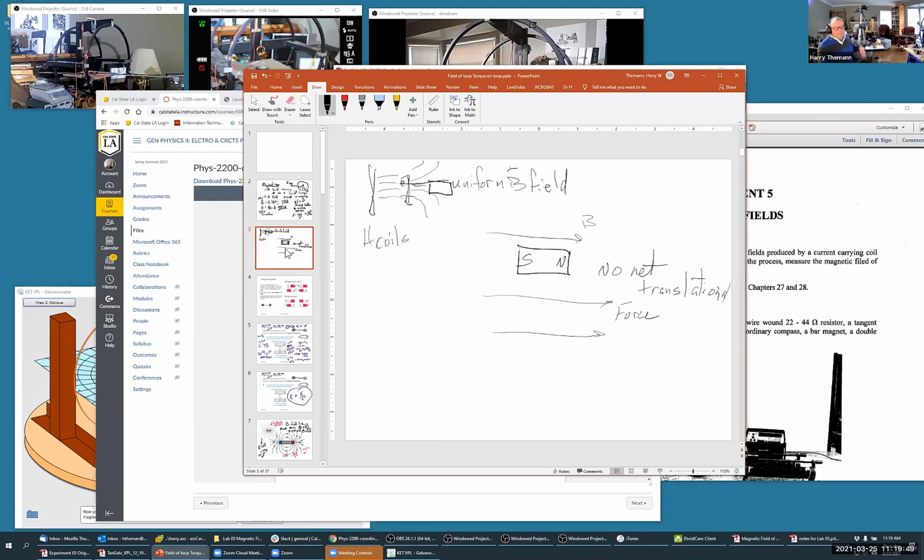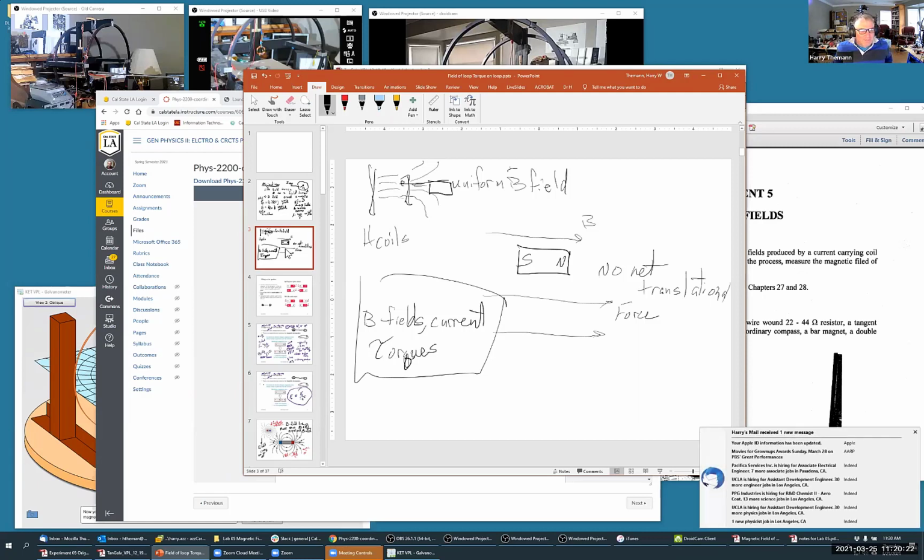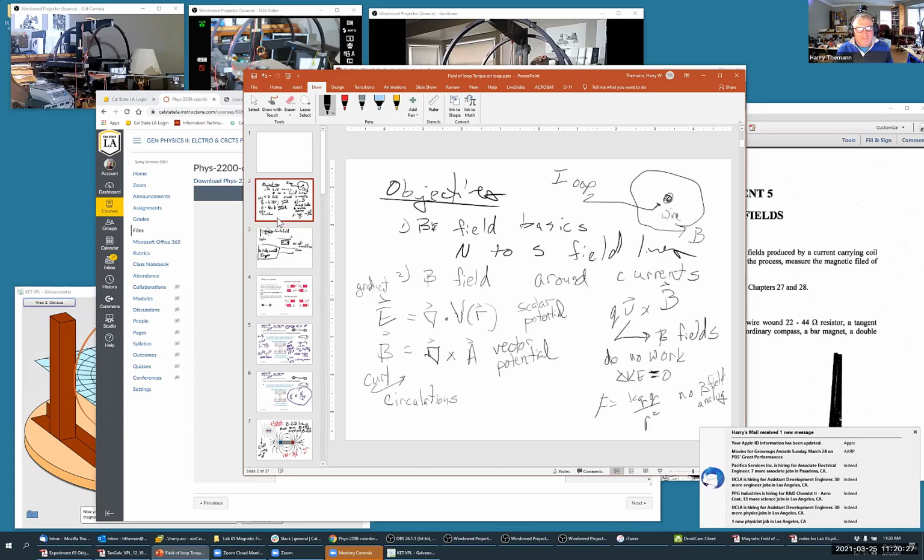And the best I really can do now is just convey some of the mysteries of Mother Nature in this. For Physics 2200, it's mostly about torques and magnetic fields, B fields and currents and torques, because this is how we produce electricity and how we produce mechanical power from electricity.